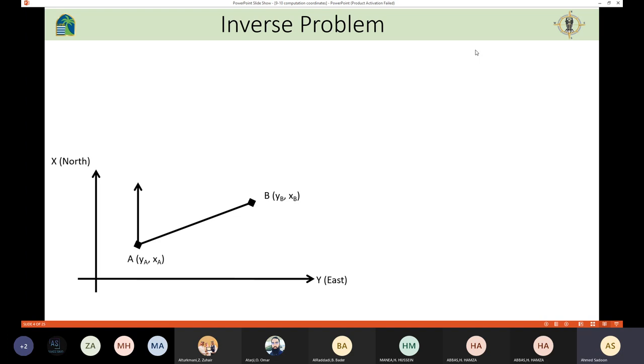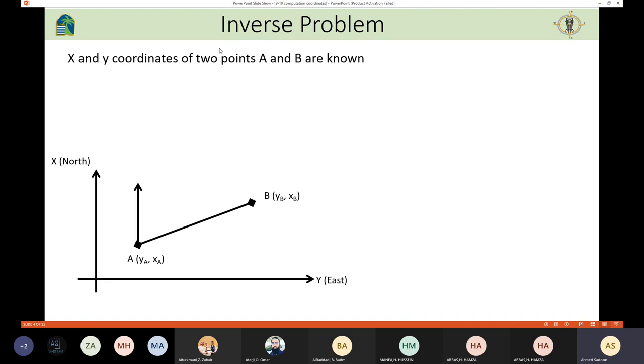the inverse problem. In the inverse problem, you are going to have the coordinate of the first point and the coordinate of the second point. We have a line here. This represents a line of a traverse. The starting point is A, the ending point is B. The coordinate of A is YA and XA, and the coordinate of B is YB and XB. In surveying, the letter Y refers to the east, and the letter X refers to the north. So here, YA is the coordinate in the east, and XA is the coordinate in the north.